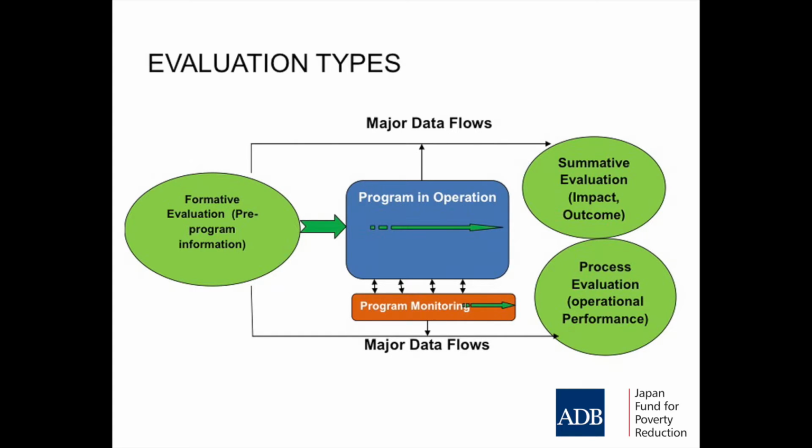Once the program's in operation, you do your program monitoring, and out of the program monitoring you get data. You also get data from the formative program, and those forms of information or data are used in both the summative and the process evaluation. Think of the summative evaluation as, did it work? Think of the process evaluation of, did we do what we said we were going to do when we were going to do it? That's the best way to think about those forms of evaluation.